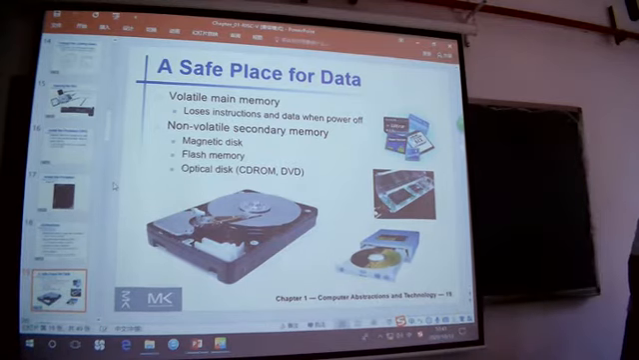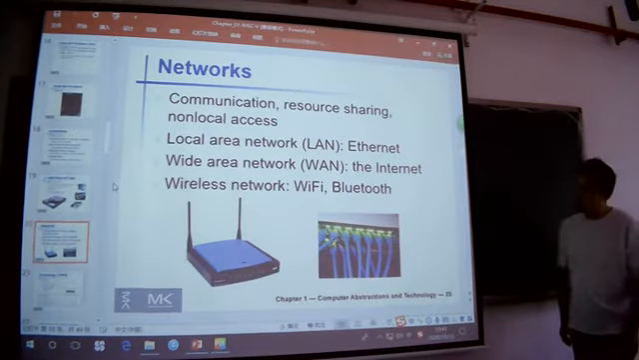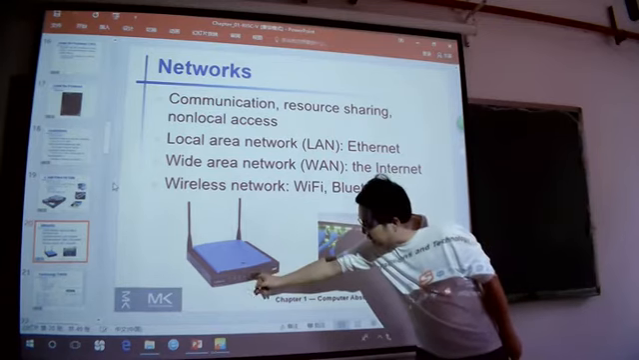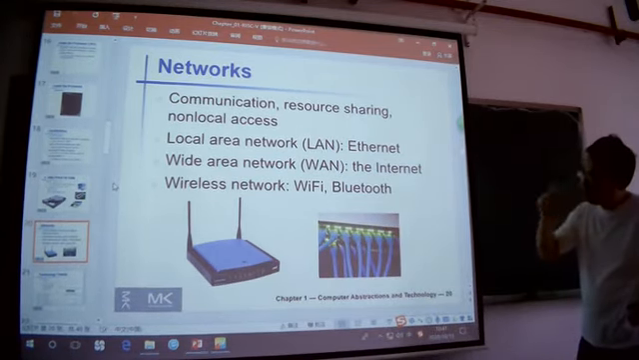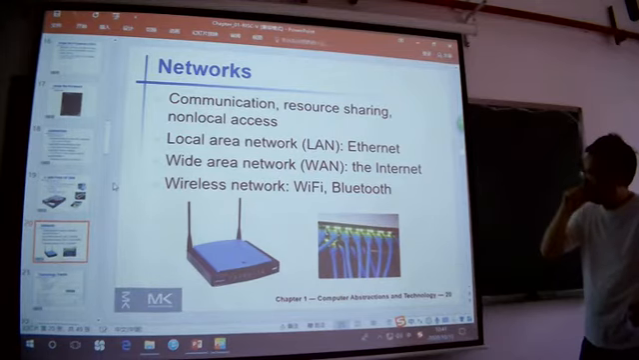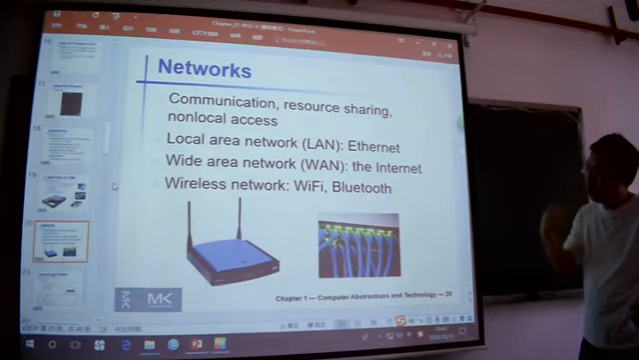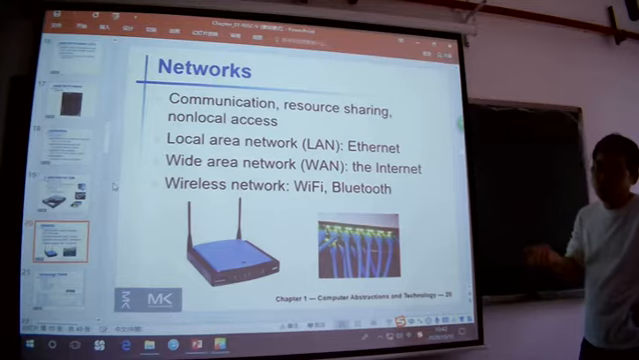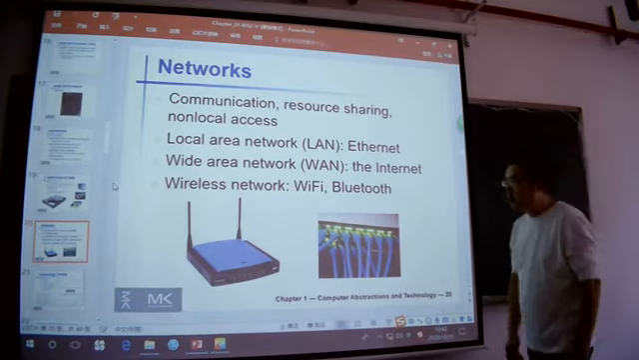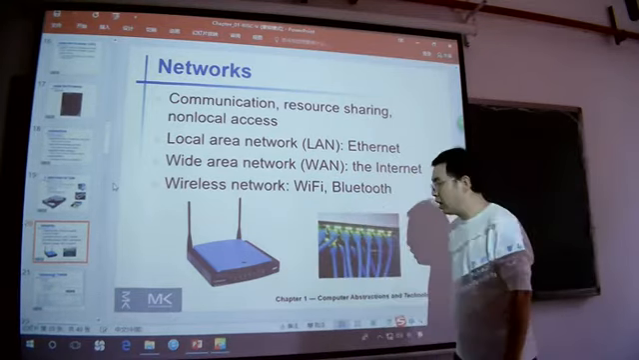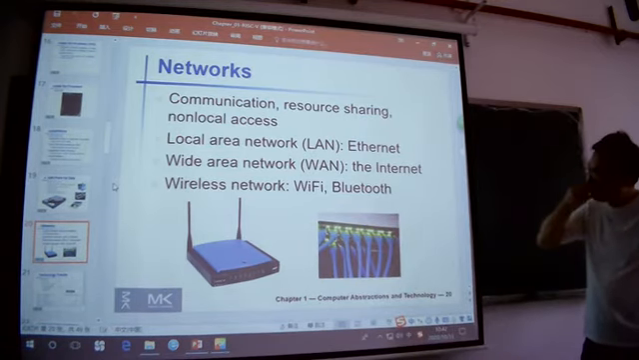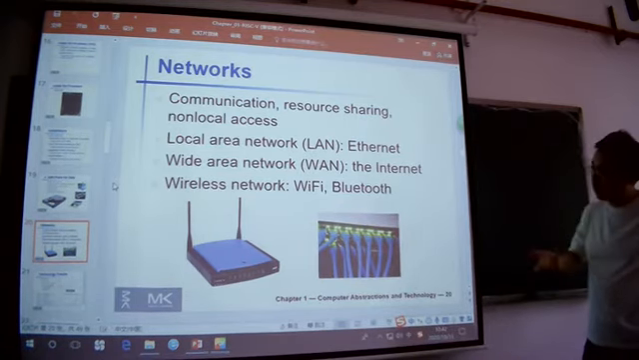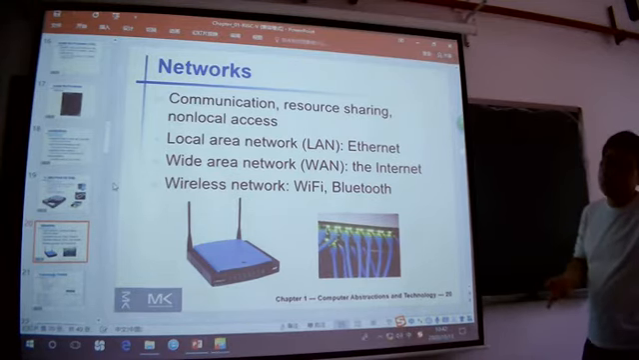So we can find the network. In this section, we can find the router. The router is very useful for our computer and for our school. We can find a router in the school and in the home. The router can provide the Wi-Fi service.